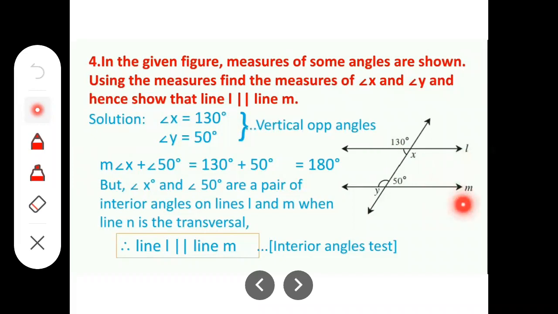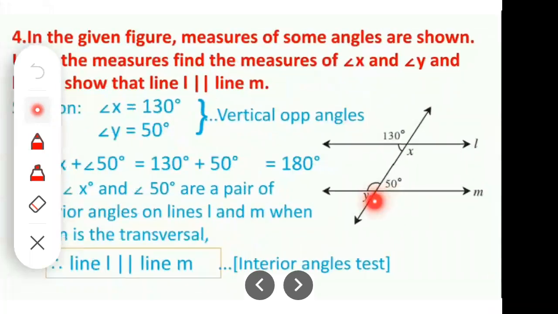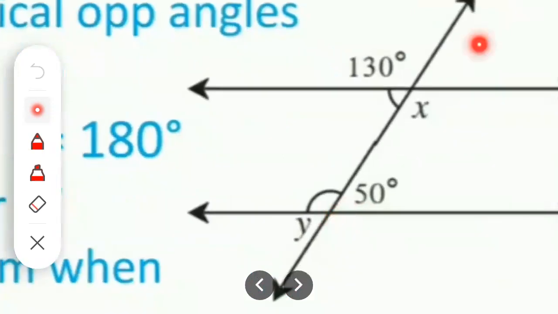So here there are two steps of the solution. In one, we have to find the measurements of those two angles, and in the other, we have to show that two lines are parallel to each other. Now see how you will find the value of angle X and Y. X means whatever angle is mentioned here, and Y is that angle here.